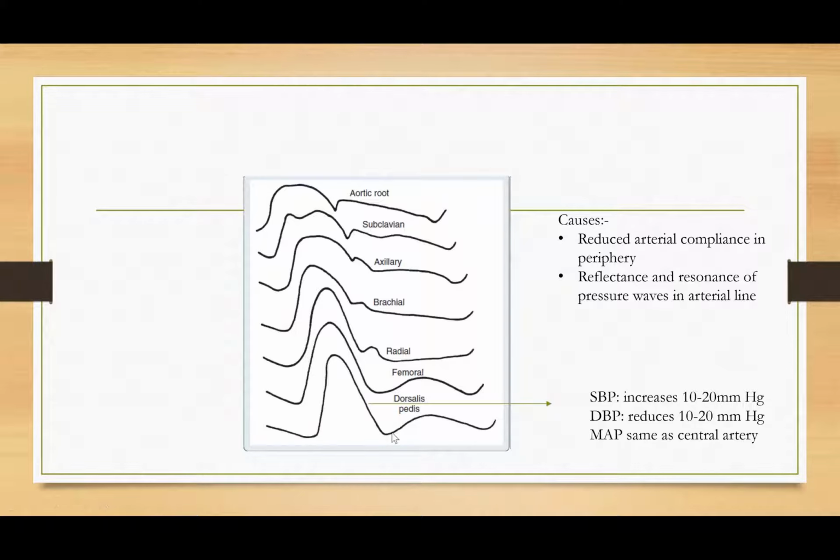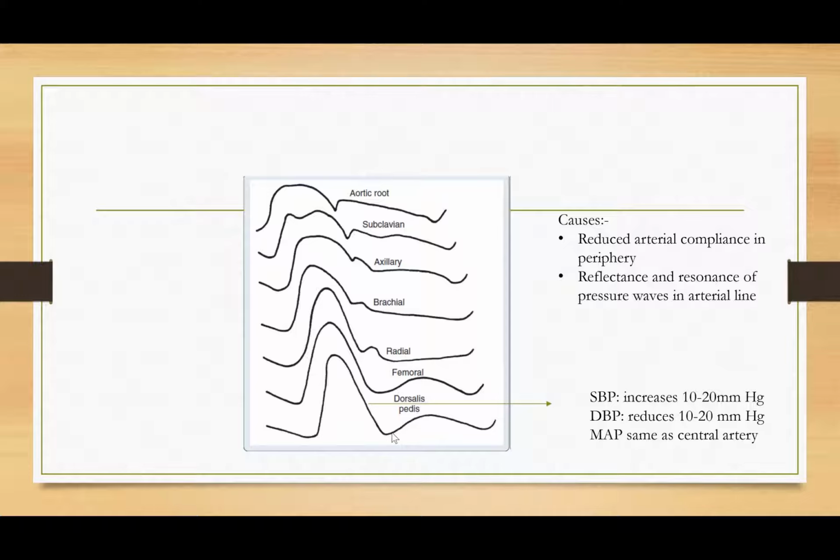So systolic blood pressure increases, diastolic reduces, and the dicrotic notch disappears in a peripheral artery, while the systolic will be less, the diastolic will be more, and there will be a visible dicrotic notch in a central artery. So why is it so? That is because in the peripheries the arteries have reduced compliance, and also there will be reflectance and resonance of the pressure waves in the arterial line in the periphery. So these are the causes for a change in the waveform.